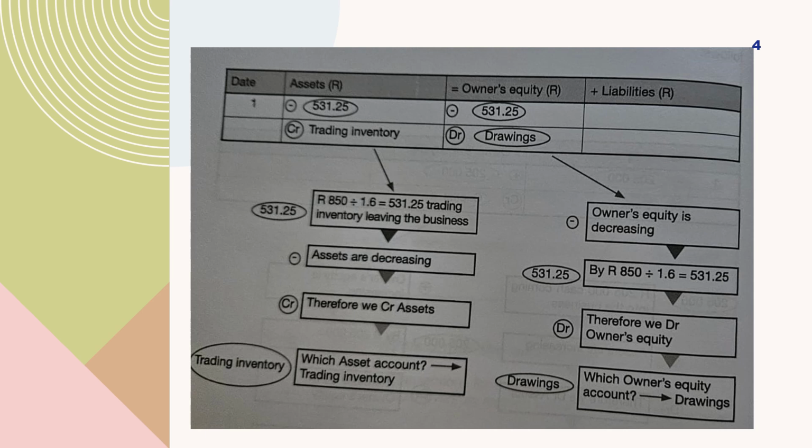And then remember, if you figure out what's one leg of the equation, in other words, if you figured out you needed to credit trading inventory, then you had to debit drawings, right? So you have to debit the other account. If you can figure one out, then the other one is easy. It'll just be the opposite. Okay, let's move on to the next transaction.